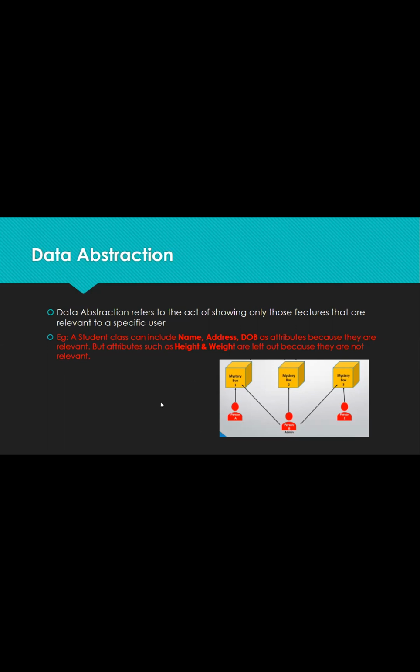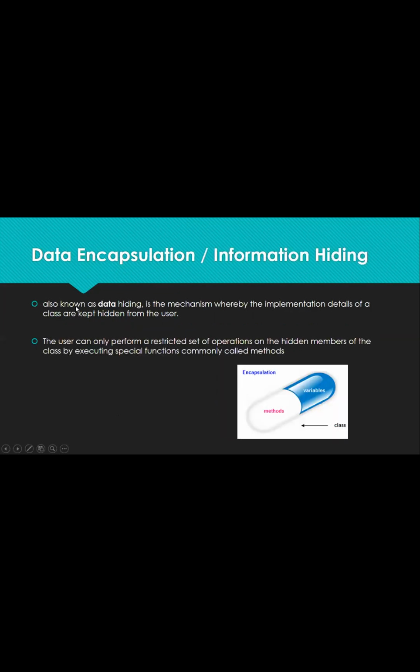Did you understand this? Is it clear, everyone? You understood what abstraction is, right? Okay, only the needed attributes for that particular class will be given or else added. That is known as abstraction, data abstraction. Okay, data abstraction is clear, right? Very good. Now let's move to the other slide.